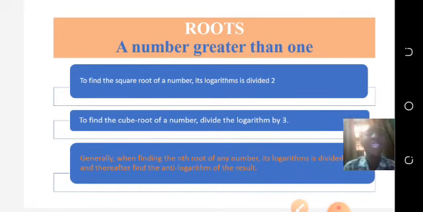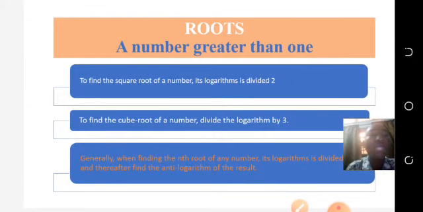So let's move to the next subtopic, which is roots. I decided to divide the roots into two different parts, because when you look at our objective, we said we have the numbers that are greater than 1, and we have those numbers that are lesser than 1. So we are going to deal with the roots of those numbers that are greater than 1 first.